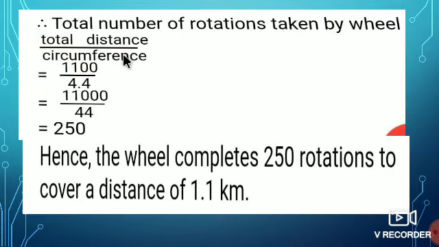This formula we have to use always in such kind of examples, that total number of rotations is equal to total distance upon the circumference. Here the distance is 1100 meter upon 4.4 meter circumference. Now to remove this decimal point, we should multiply the numerator by 10. So it will become 11,000 upon 44. After dividing, we will get 250. Hence, the wheel completes 250 rotations to cover a distance of 1.1 kilometer. Understood it?